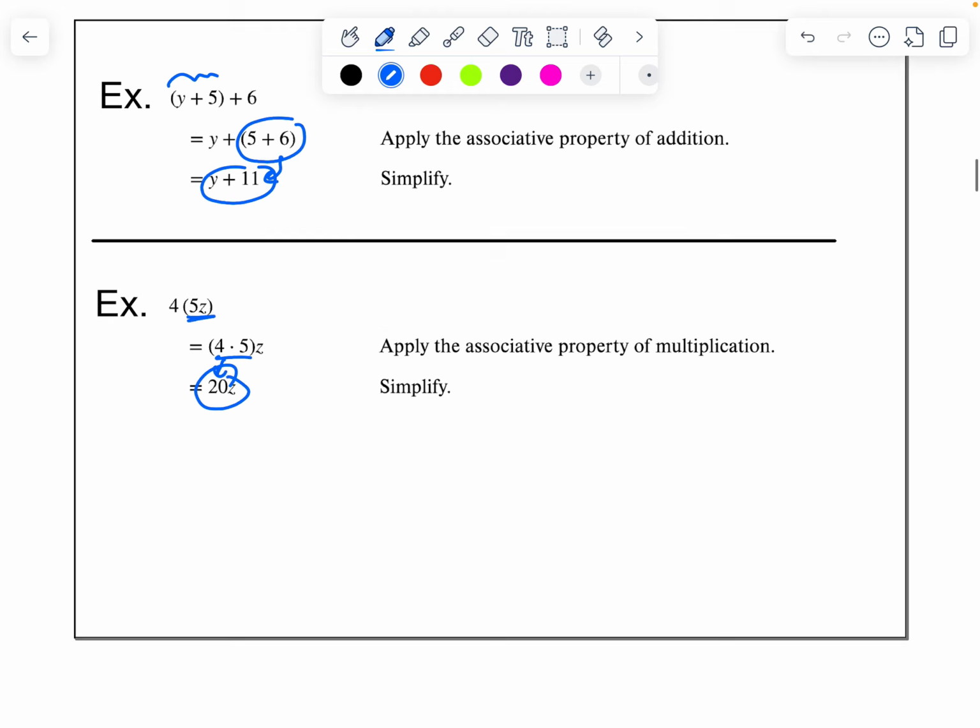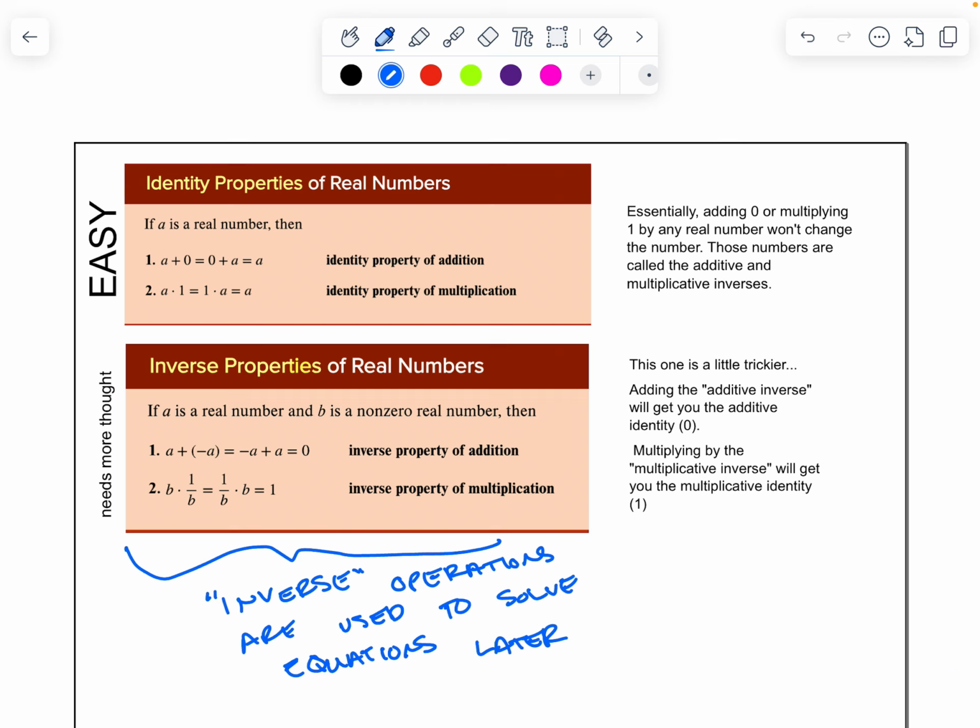Two other properties that are important, but that we're going to sort of brush over, are the identity and the inverse properties. The identity property means that if we add 0, which is called the additive identity, to any number, it just stays the same, right? This is sort of intuitive. The multiplicative identity is 1, and so if I multiply any number by 1, I just get the same number out.